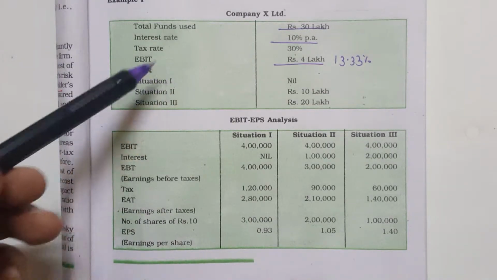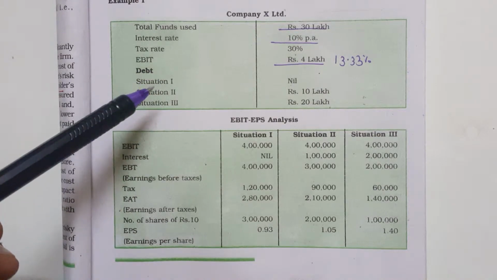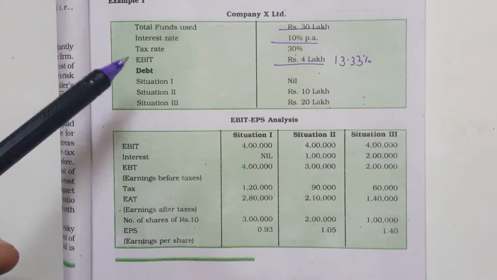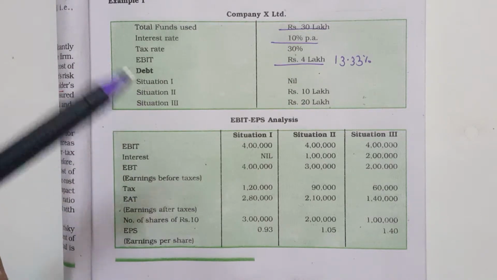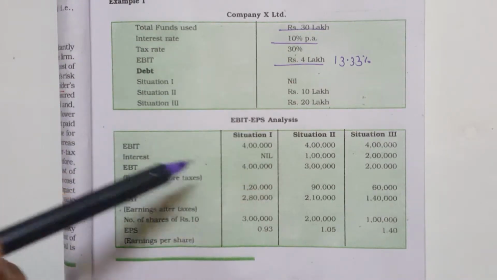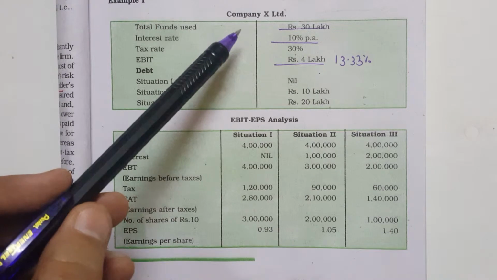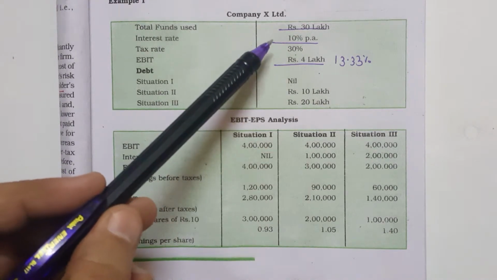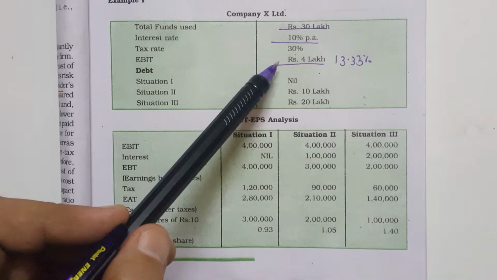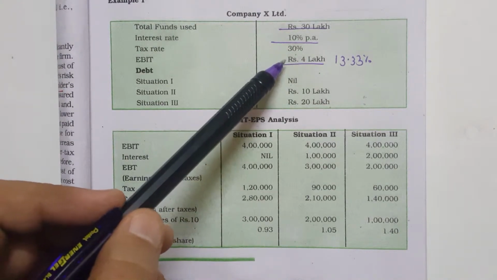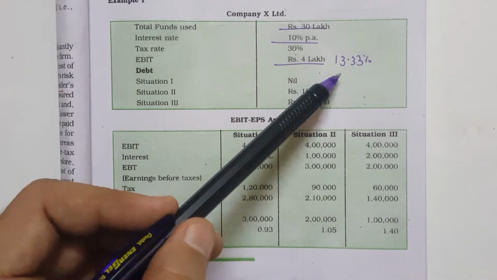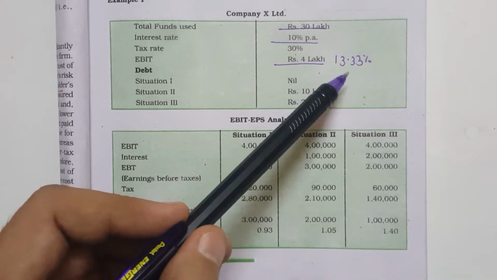Here we are taking one example. With the help of this, we can understand how, by increasing our debt, we can increase the earning per share. In which condition we have to do this? Let's try to understand with one example. Here you can see the total fund is 30 lakh, interest rate is 10%, tax rate is 30%, earning before interest and tax is 4 lakh rupees. If you divide the 4 lakh rupees by the total funds, you will get the percentage, that is, the rate of return will be 13.33%.